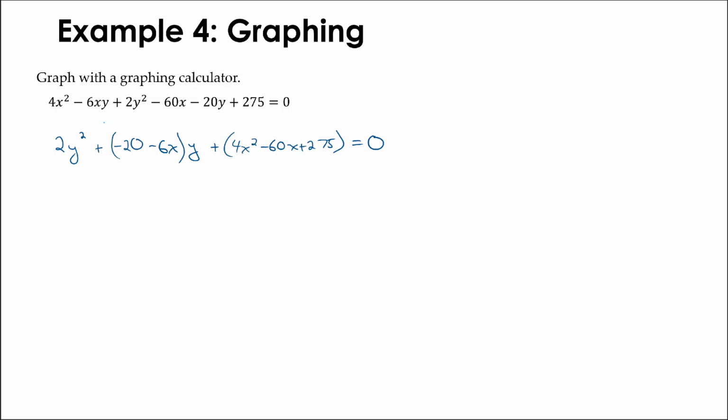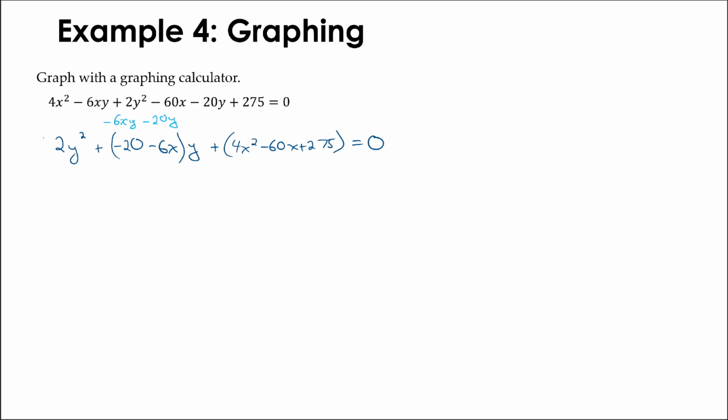So what I did here, we have minus 6xy minus 20y, and then I just factored the y out of those two. That's how I got this second term right here. So I have negative 20 minus 6x, all in parentheses, y. And then anything that does not have a y, I've just got in parentheses at the very end of my equation here.